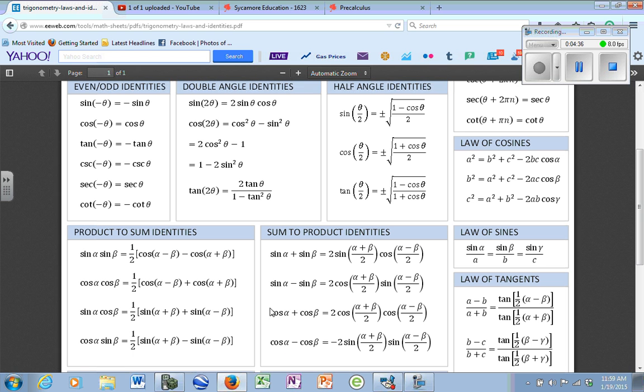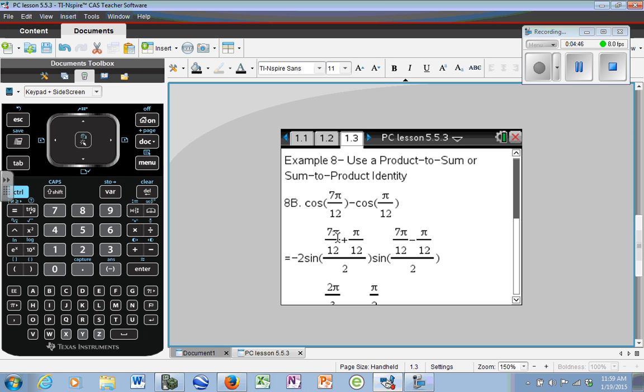It's got two things added or subtracted. So over here, this is the formula that we use. As long as we identify what alpha and beta are, we just plug them in and we see where that goes. So there you go. There's our formula that we use. Negative 2 sine of alpha plus beta over 2 times the sine of alpha minus beta over 2.